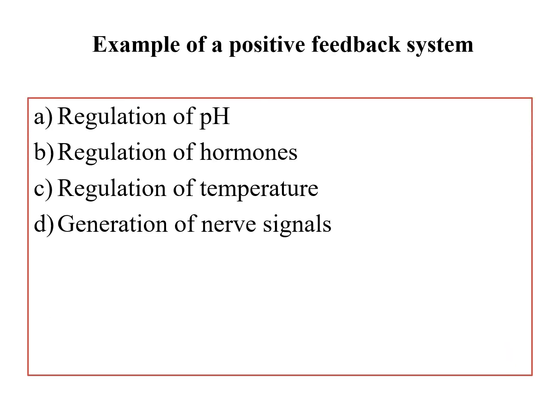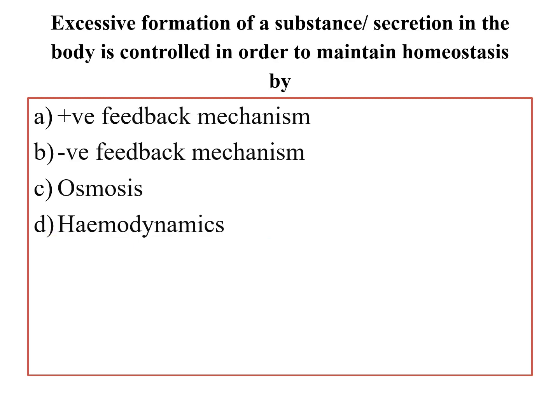What are the examples of positive feedback system? Regulation of pH, regulation of hormones, regulation of temperature, generation of nerve signal, which is the example? Here regulation of pH, regulation of hormone, regulation of temperature, all these are examples of negative feedback system. The generation of nerve signals, or we told the other name, Hodgkin cycle, that is the example of positive feedback mechanism.